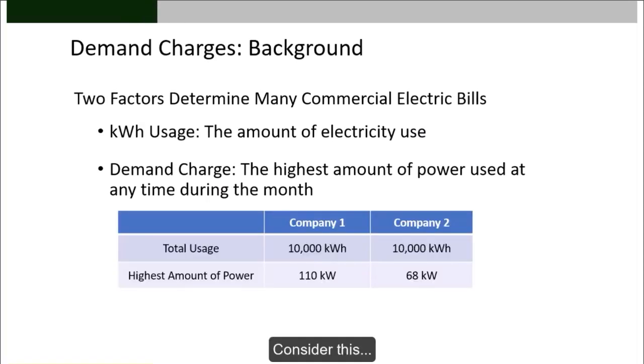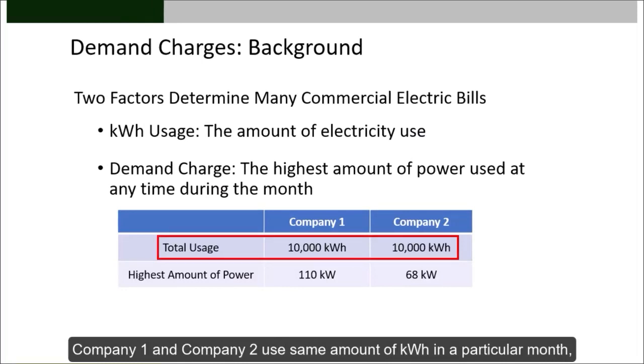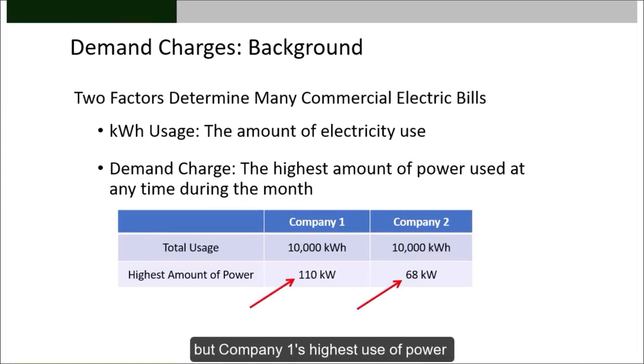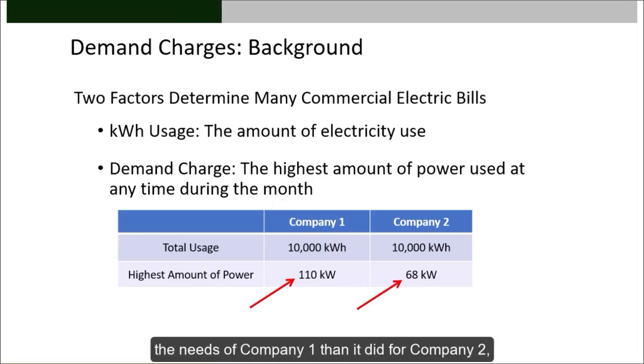Consider this. Company 1 and Company 2 use the same amount of kilowatt hours in a particular month, but Company 1's highest use of power at any one point during that month was 110 kilowatts, while Company 2's highest level was 68. From the utility's perspective, it had to expend more of its capacity to meet the needs of Company 1 than it did for Company 2, so Company 1's electric bill should be higher.